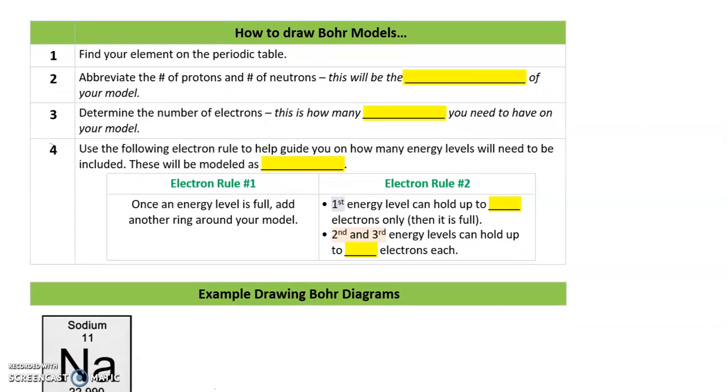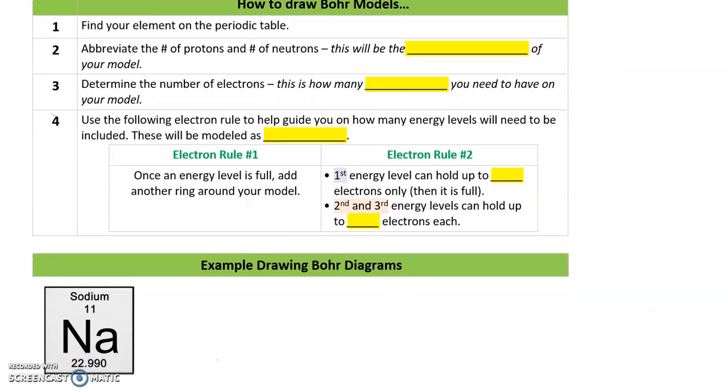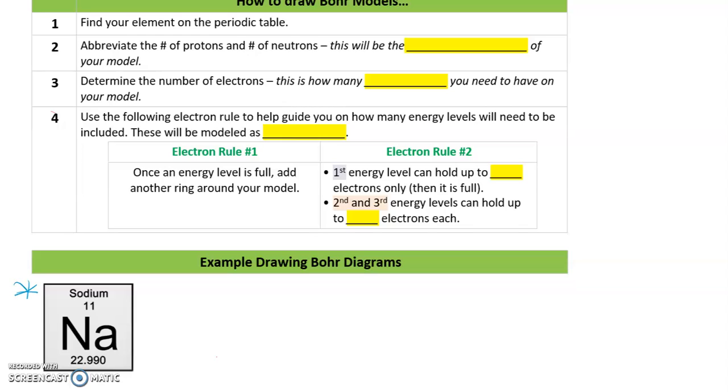The first thing you would do is find your element on the periodic table. We are going to use sodium as our example today, and I have this little box here so that we can reference this. So we would find it on your periodic table. We've done that. You would abbreviate the number of protons and the number of neutrons. This will be the center of your model.